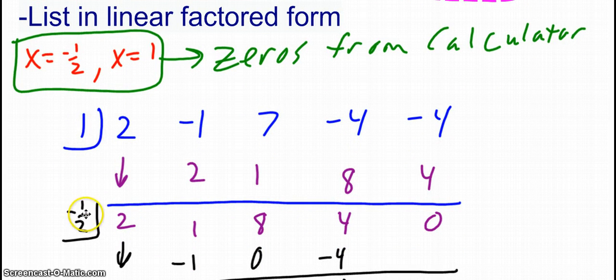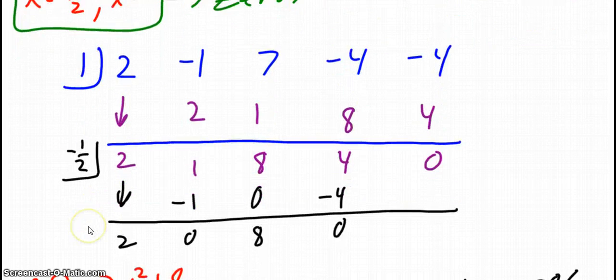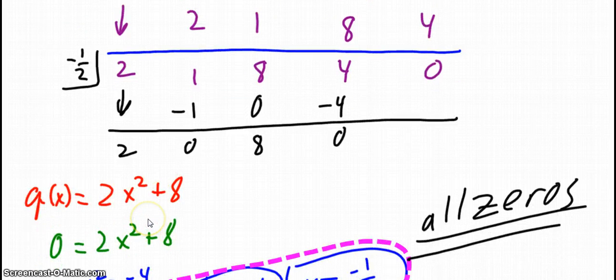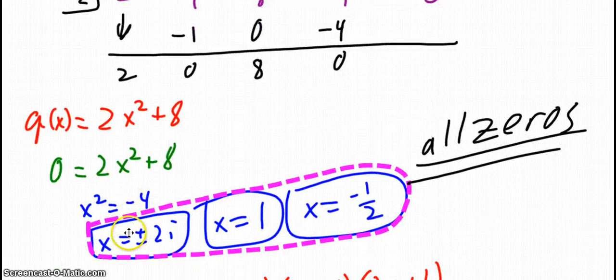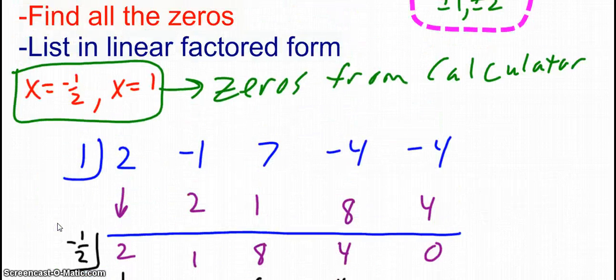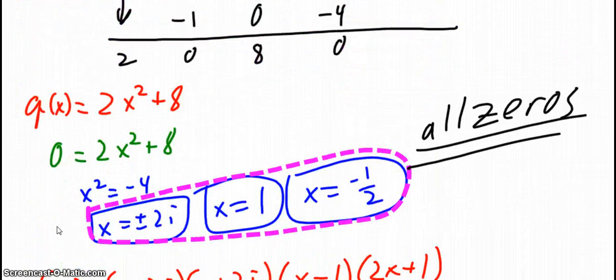So I did it first with 1, then I took that quotient and did negative 1/2 with those coefficients, and so I ended up with 2x squared plus 8 as my quotient. So then I set that equal to 0, and that's how I got the plus or minus 2i. So these are all of my zeros. Now the next question. Write this as a product of linear factors, or in linear factored form.